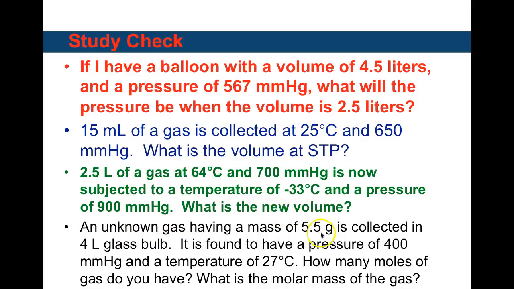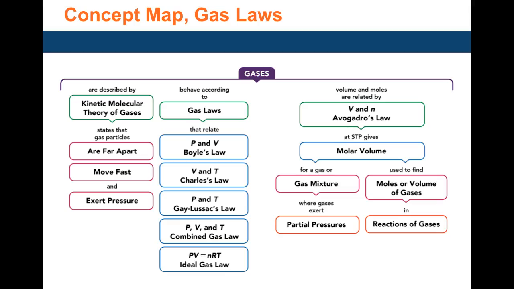An unknown gas having a mass of 5.5 grams is collected in a 4-liter glass bulb. It is found to have a pressure of 400 millimeters of mercury and a temperature of 27 degrees centigrade. How many moles of gas do you have? What is the molar mass of this gas? So first use PV = nRT and solve for n moles. Once you have the moles, divide the grams by moles, because grams per mole is the molar mass.